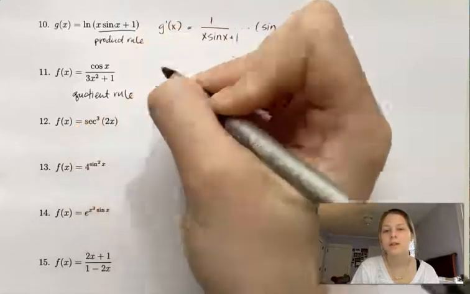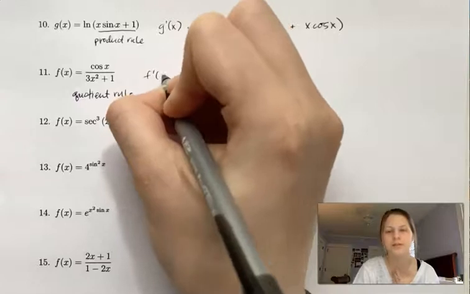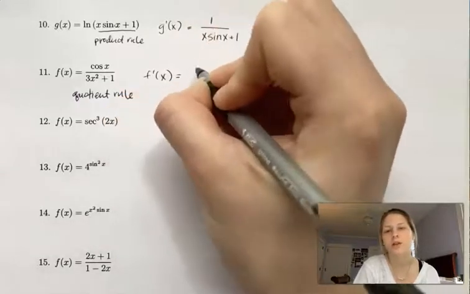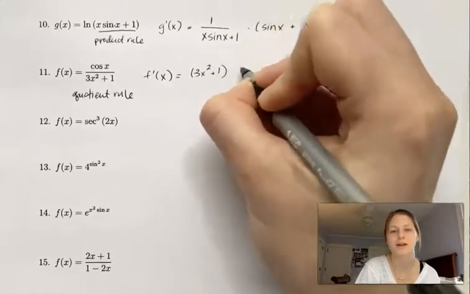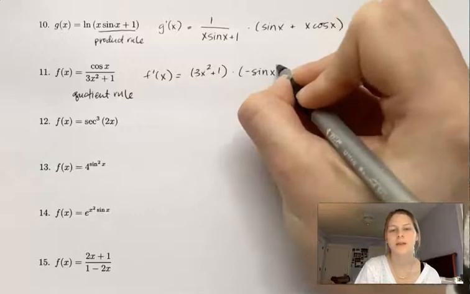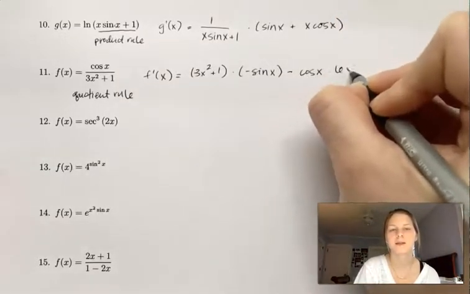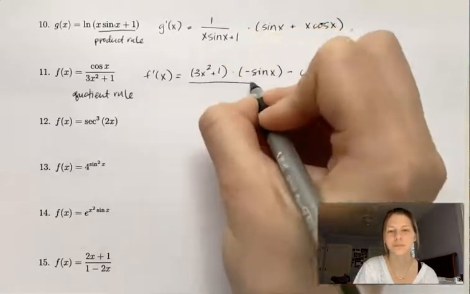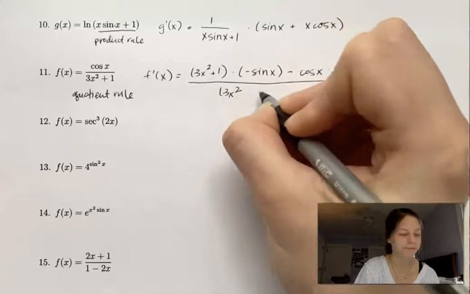For number 11, this is a quotient rule question, and here there's no inside function, so we don't have to do chain rule. So we're just doing low d high minus high d low, and we'll get f prime of x equals low 3x squared plus 1 times the derivative of high, negative sine of x, minus high d low, over low squared, which is 3x squared plus 1.